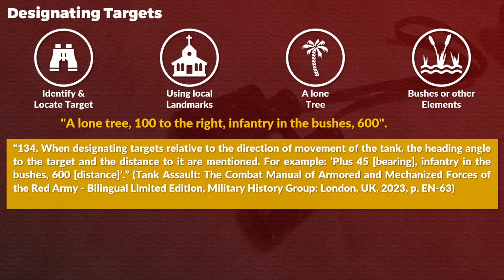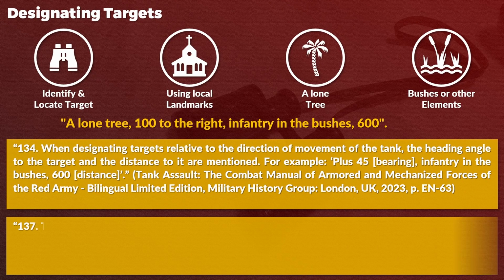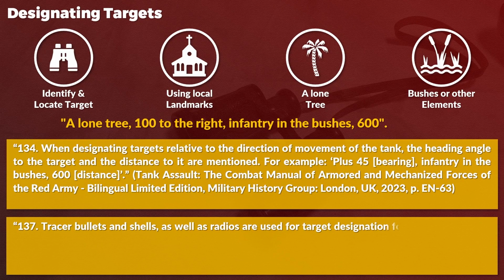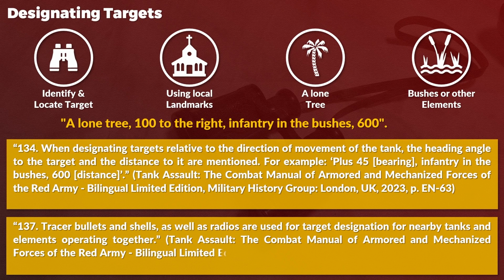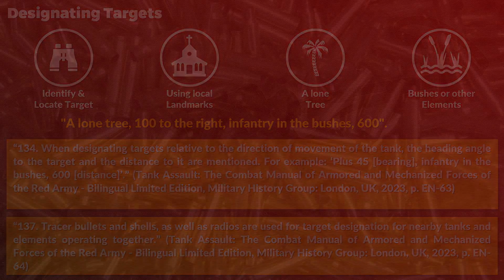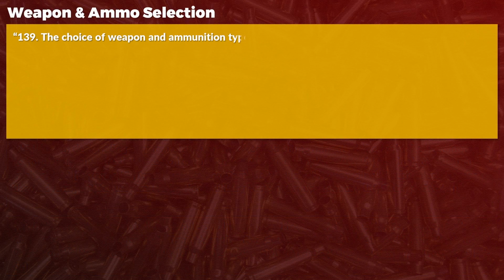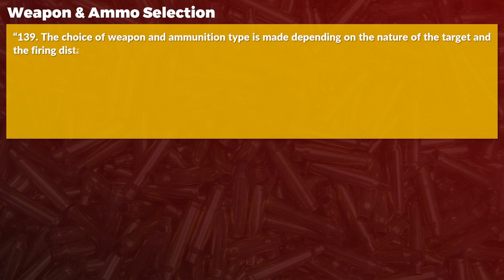Despite verbally designating targets, one could also use other options as well. Tracer bullets and shells as well as radios are used for target designation for nearby tanks and elements operating together. This brings us directly to the choice of weapons and ammo. The choice of weapon and ammunition type is made depending on the nature of the target and the firing distance.